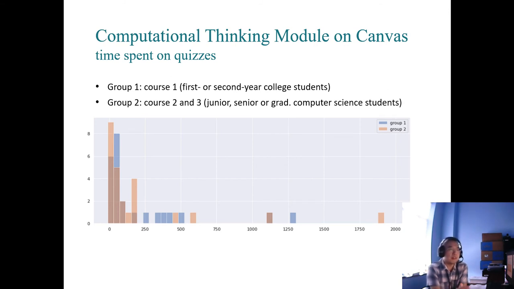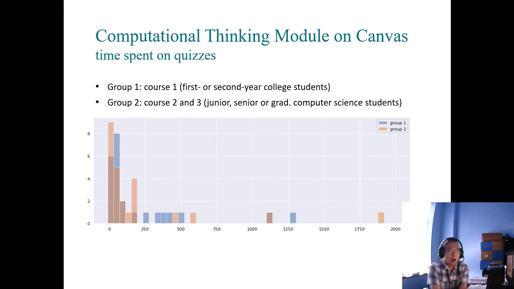And then, another thing we did was we say the course 1 is group 1, because all the students are supposed to be first year or second year college students. When they are in course 1, it is very likely to be their first coding course in their college career.